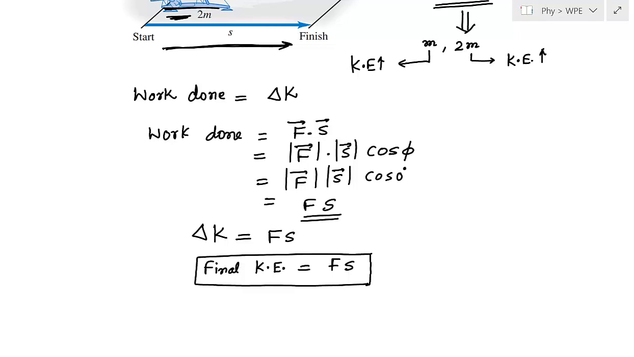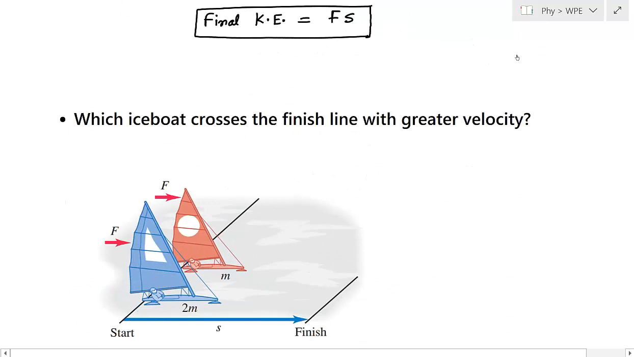We can also find the final velocity in both cases. That is the second part of the problem. So which ice boat crosses the finish line with greater velocity? So we said both cross the finish line with the same kinetic energy, but which will have greater velocity? You can basically find it easily. There are two methods. You can either use final kinetic energy equals F into S, or you can also use kinematical equations.